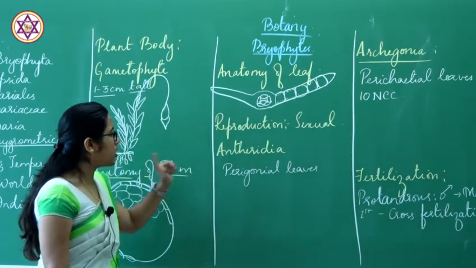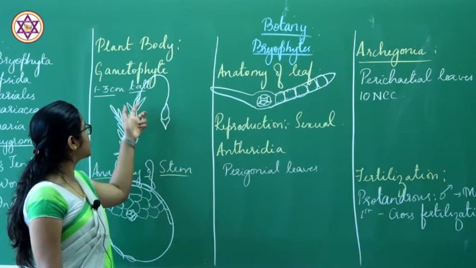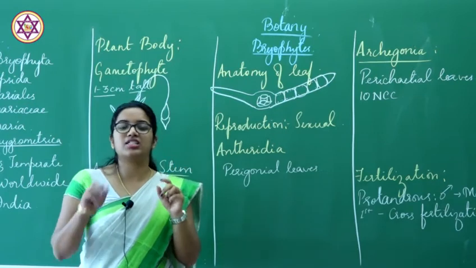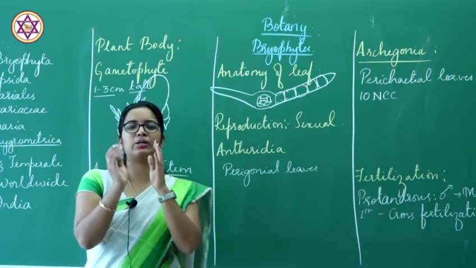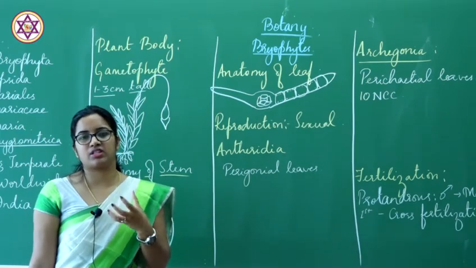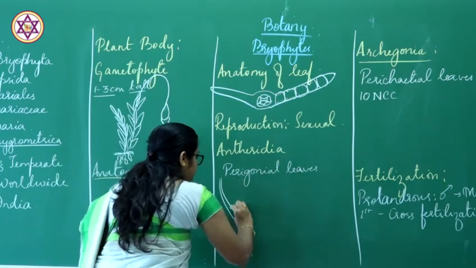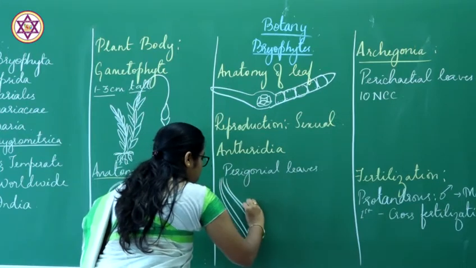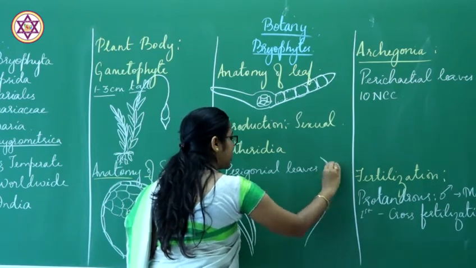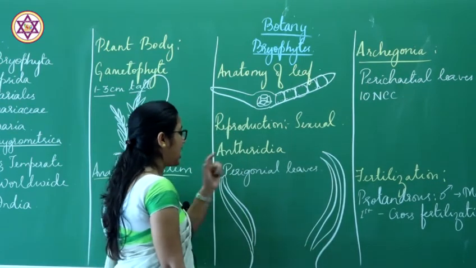Now, talking about antheridia, there is a few differences here. The terminal structure, that is the stem at the terminal, consists of plenty of leaves like a bunch at the tip. From there the male and the female reproductive organs are present. You can find leaf-like structures which are protective in nature, and they are called perigonial leaves in the case of male reproductive organs, that is antheridium.